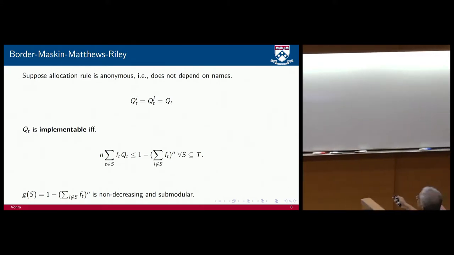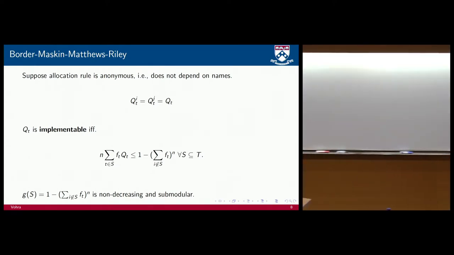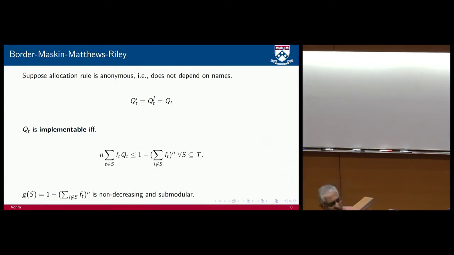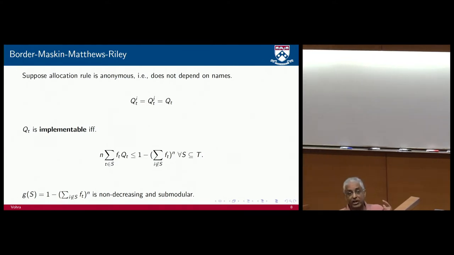Now, what do I have on the right-hand side? Here I have this summation. This is the probability that an agent's type is not in S. I've raised it to the power of n, and then I'm subtracting it from 1. So this must be the probability that there is at least one agent whose type lives in the set S. Stated that way, the condition seems perfectly natural: the expected quantity of goods that go to agents whose type is in S cannot possibly exceed the probability that there is at least one agent whose type is in S. So if you give me a bunch of capital Qs, a necessary condition for the capital Qs to be implementable is that they must satisfy this inequality for every subset of types.